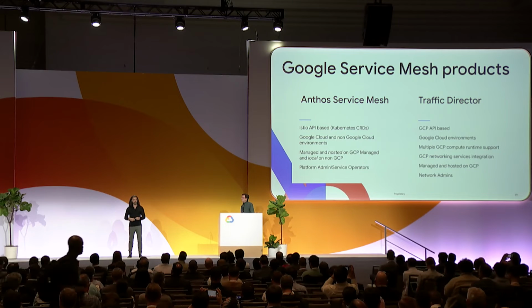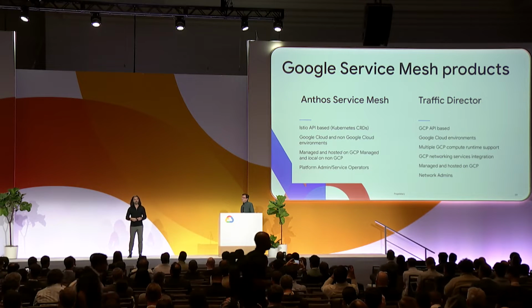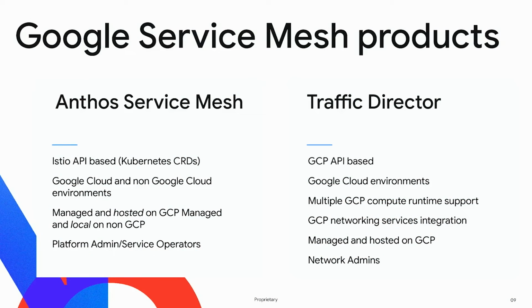When we look at Google Service Mesh products, there are two products that we have today from a Service Mesh perspective. Some of you may have heard of something called Anthos Service Mesh. That's the Istio API compliant, or Istio-based, enterprise-grade product.